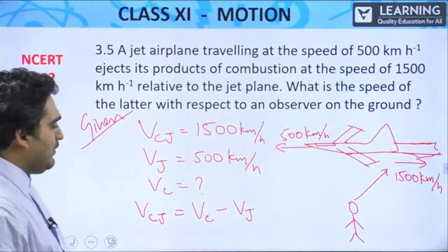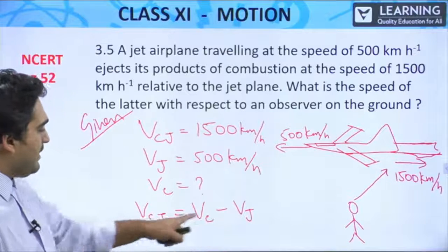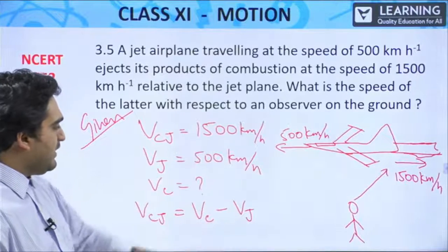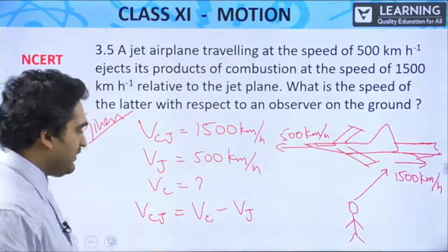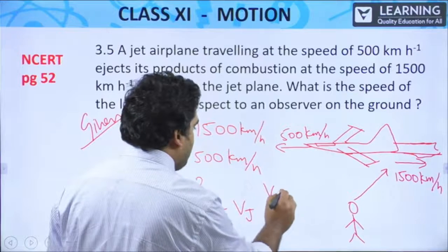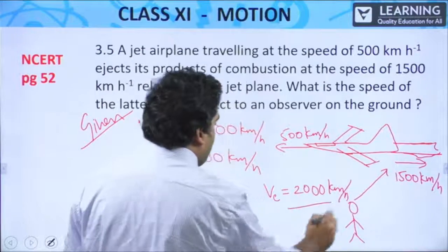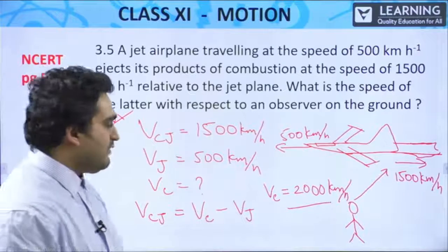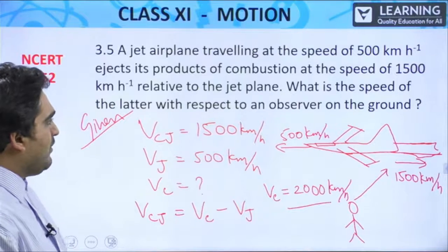Okay. So now all you have to do is plug in the values. The value of combustion relative to the plane is 1500, the value of the jet plane is 500, and then you get the velocity of combustion with respect to the ground, which roughly turns out to be 2000 km/h. So once you add, you get 2000 km/h. That would be the velocity of combustion. Okay? All right.